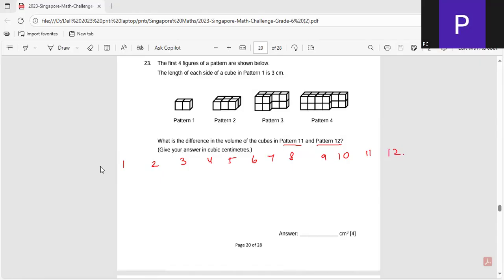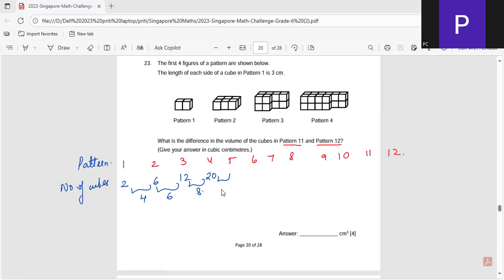Now the number of cubes in pattern 1 is 2. This is the pattern number and this is the number of cubes in the pattern. Okay, this is 2. Then here you have 6. Then here you have 12. And what is in pattern 4? So that is 20. Okay, now if you see here, the difference between the numbers, this is 4. This is 6. This is 8.